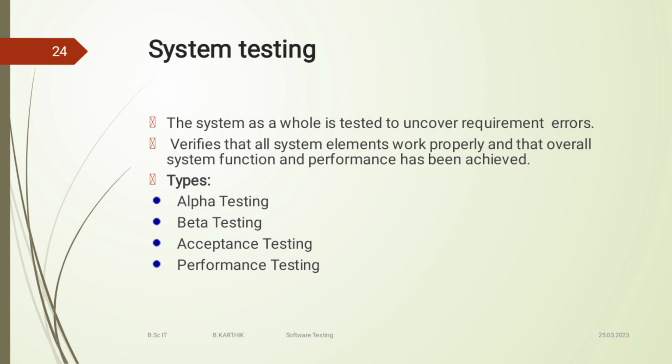System testing tests the complete software system to ensure it meets the specified requirements. The whole system is tested to uncover requirements errors, verify that all the system elements work properly, and that the overall system function and performance have been achieved or not. In system testing, we generally use alpha testing, beta testing, and acceptance testing.